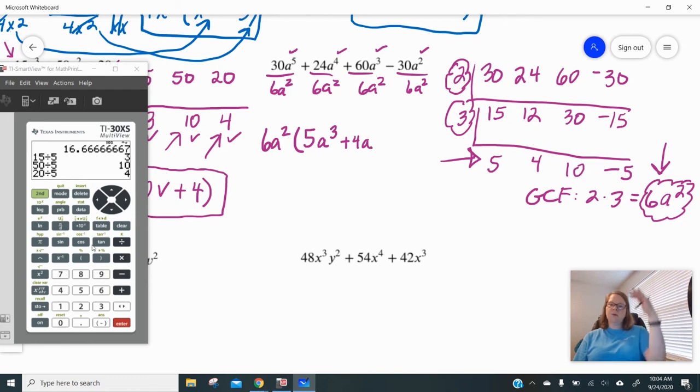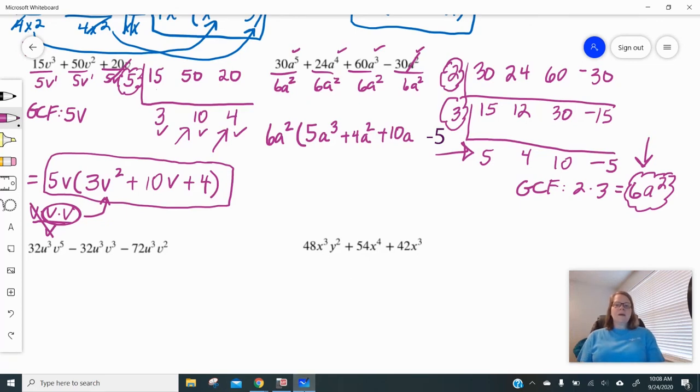You had 4 on top. You had 2 on the bottom. So 4, you took 2 away. That leaves you with 2. And then 10. 3 minus 2 is 1a. And then these a squareds cancel each other out. 2 minus 2 is 0. So there are 0 a's in our answer. And it is -5. And all right. And so we are done with that one. And yep, that's it.